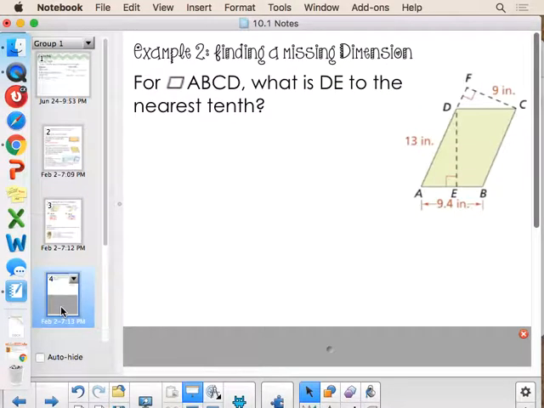All right, here is this parallelogram. This parallelogram is named ABCD. I want to know the length of DE, this value here, to the nearest 10. What is DE? It's an altitude. DE is the altitude for which base? The 9.4 base. So we know that DE is the altitude for the 9.4 base, and we know that base times height gets us our area, correct?